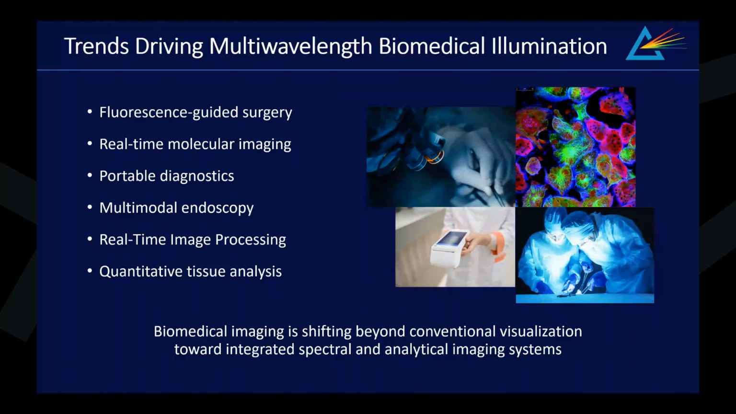Increasingly, biomedical instruments are incorporating fluorescence imaging, spectral imaging, molecular imaging, and quantitative tissue analysis with the same imaging methodology. Fluorescence-guided surgery, for example, is becoming more widely used for applications such as tumor margin visualization, vascular imaging, perfusion monitoring, and targeted molecular imaging. Additionally, multispectral and wavelength selective imaging techniques are being explored for improved tissue differentiation, contrast enhancement, and quantitative tissue characterization.